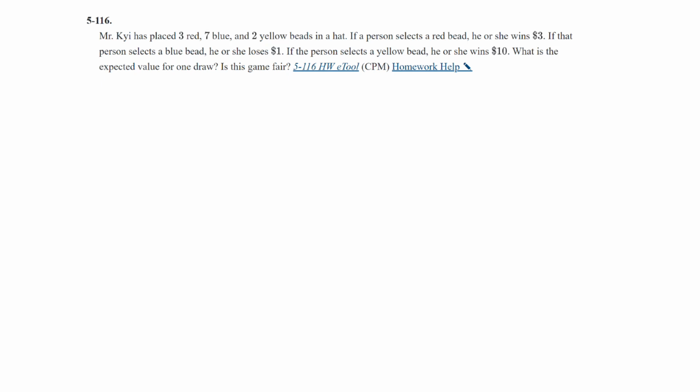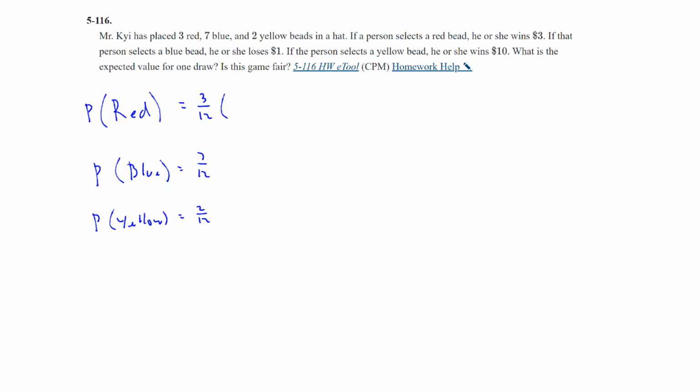So we have a total of 3, 7, and 2, which would be 12 total. So the probability for a red is 3 out of 12. The probability for a blue is 7 out of 12. And then the probability for a yellow would be 2 out of 12. If we're trying to find the expected value, we see how much they win for each of these. For the red, you're going to win $3. For the blue, you're actually going to lose $1. And for the yellow, you're going to win $10. So we can find the product of each of these and then add them up and see what we get.